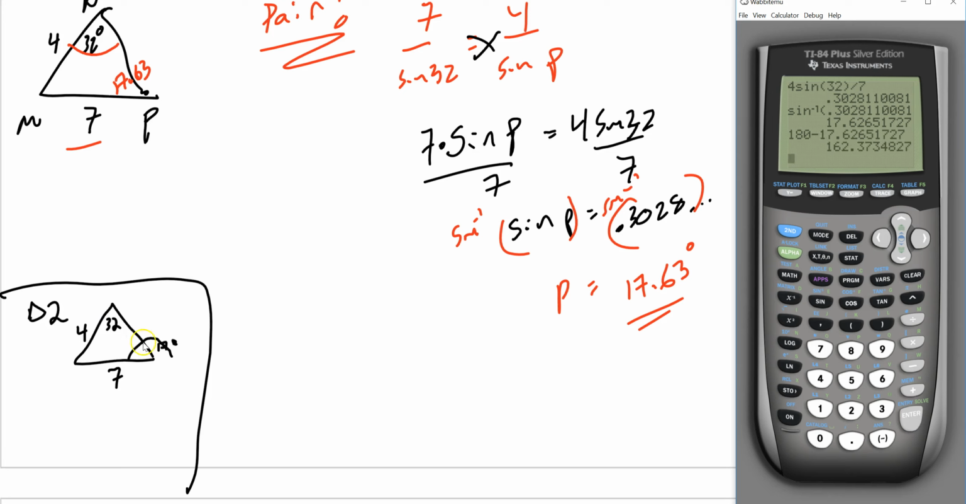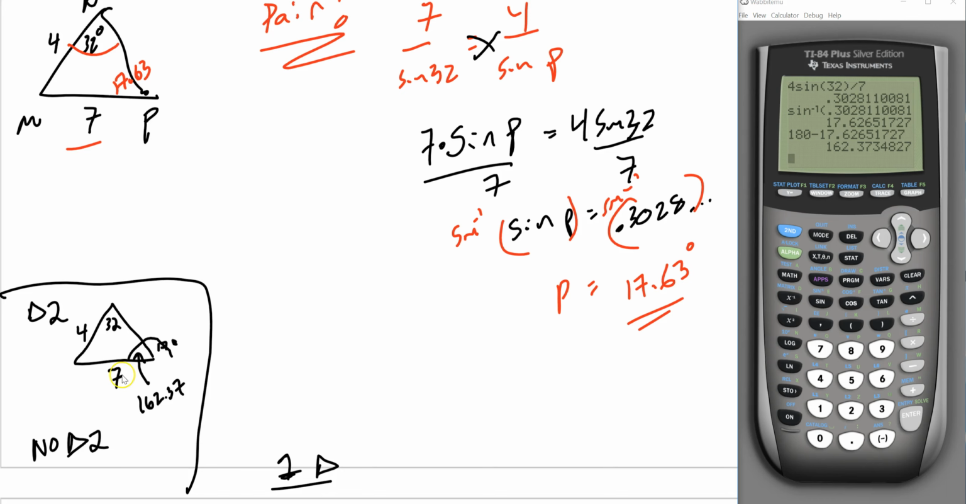So 162. What do you notice right away, though? This is 162, that's 32. Way too big. No triangle 2. So there's only one triangle here. I have an angle of 162 and I already have a 32 there. That's 194, it's too big, so I'm not going to be able to solve that.